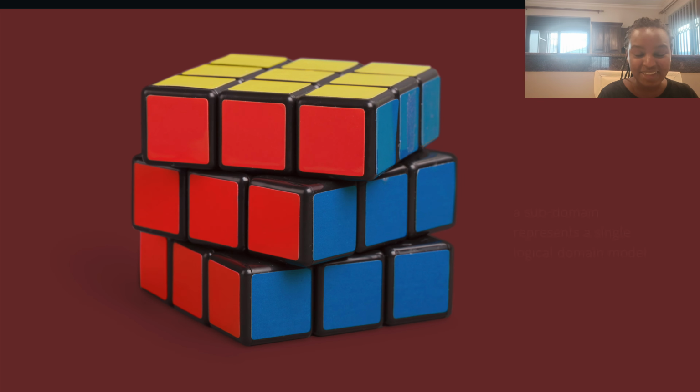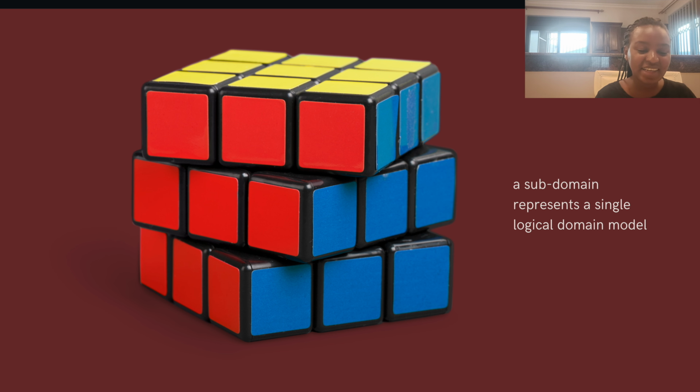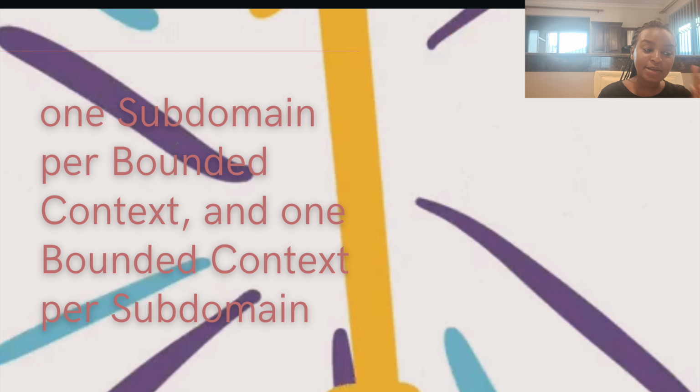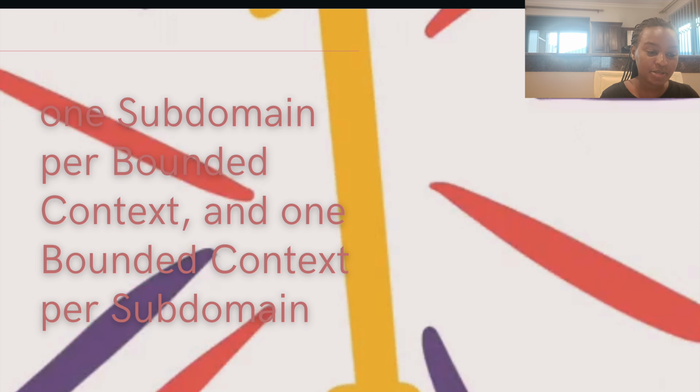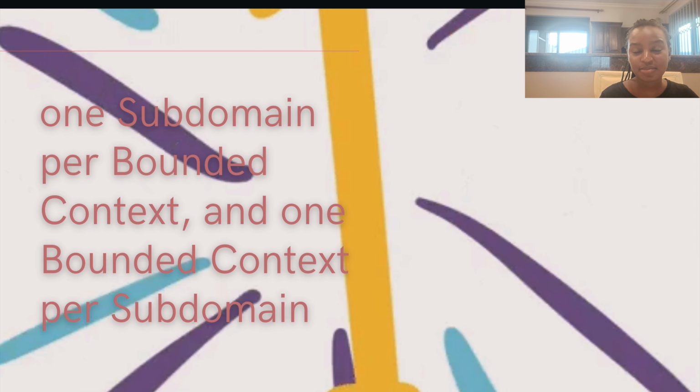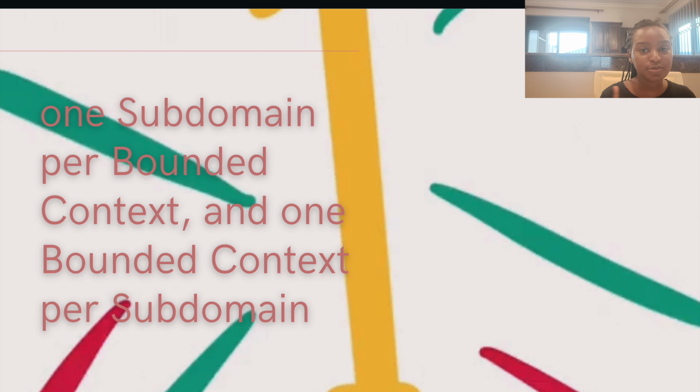A subdomain, which is a term I introduced earlier, represents a single logical domain model. Ideally, one subdomain should go with one bounded context and one bounded context for every subdomain. So a one-to-one relationship ideally. When I'm modeling, like for the teacher, there's a bounded context, then the subdomain is also the teacher in this case. And for student, then student bounded context, so that's a subdomain.